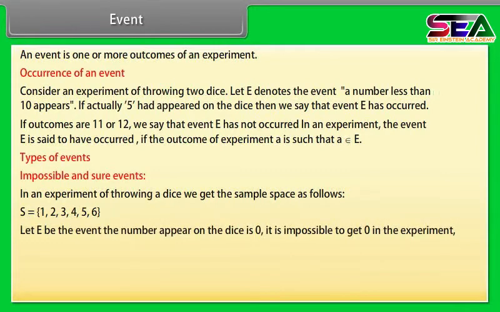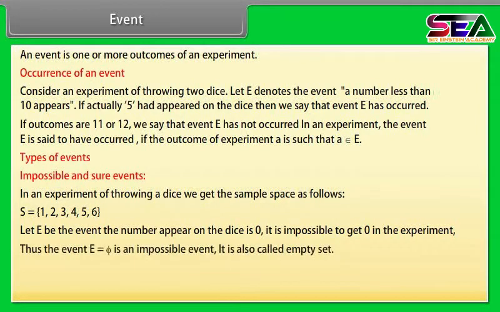Let E be the event that the number appearing on the dice is 0. It is impossible to get 0 in the experiment. Thus, the event E is equal to phi is an impossible event. It is also called the empty set.